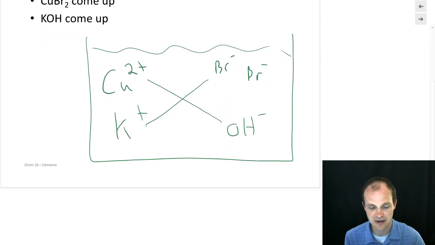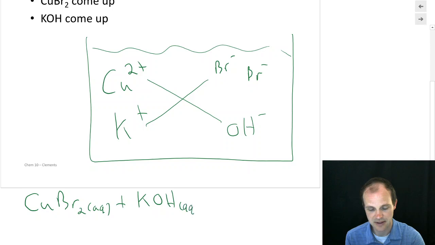But let's try the inner-outer thing here and see how that works. We've got copper(II) bromide, and we know that's aqueous. And we've got potassium hydroxide, and we know that's aqueous.